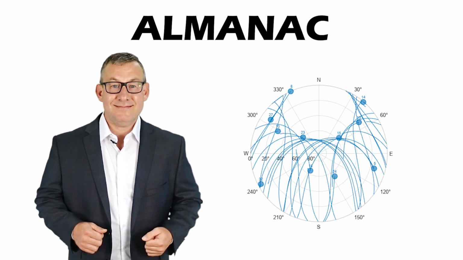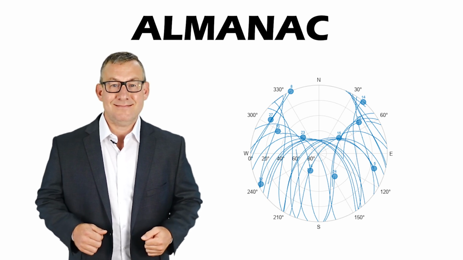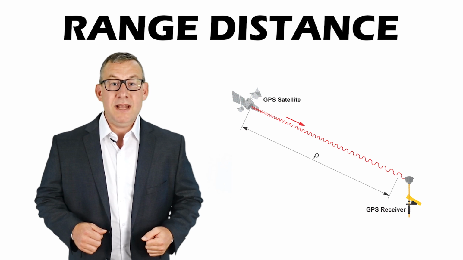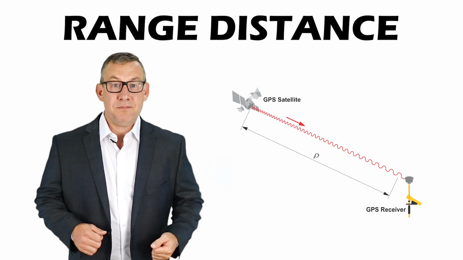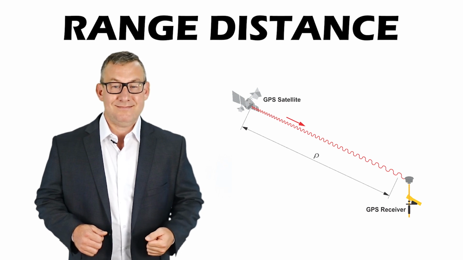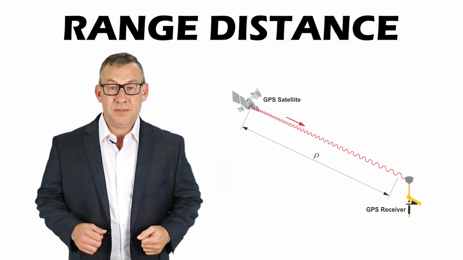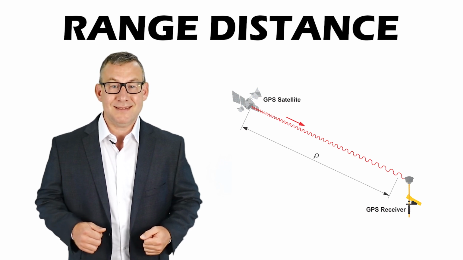An almanac. An almanac is the data broadcast by satellites about the satellite's status and location. A range distance. A range distance is the distance between 2 objects. For GNSS, the range distance is the distance between the satellite in space and the receiver on the ground.